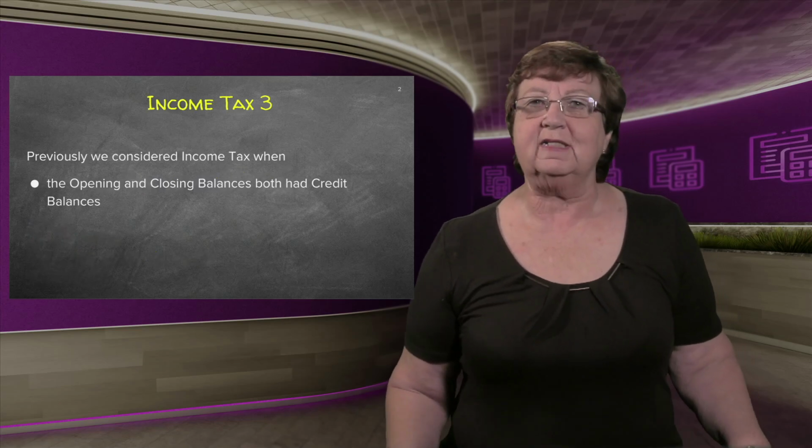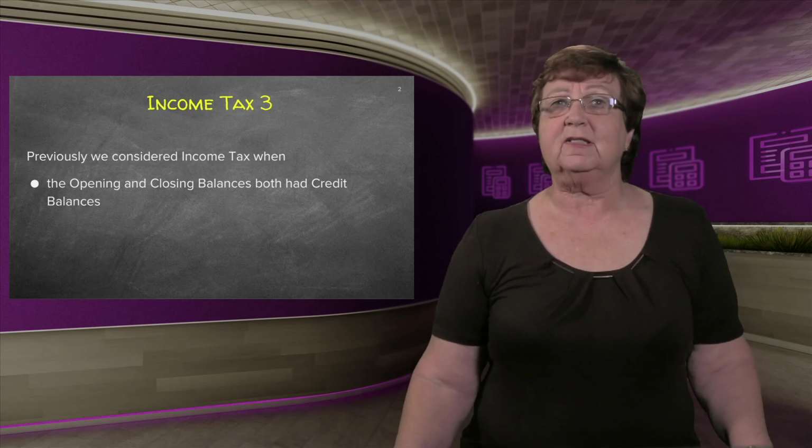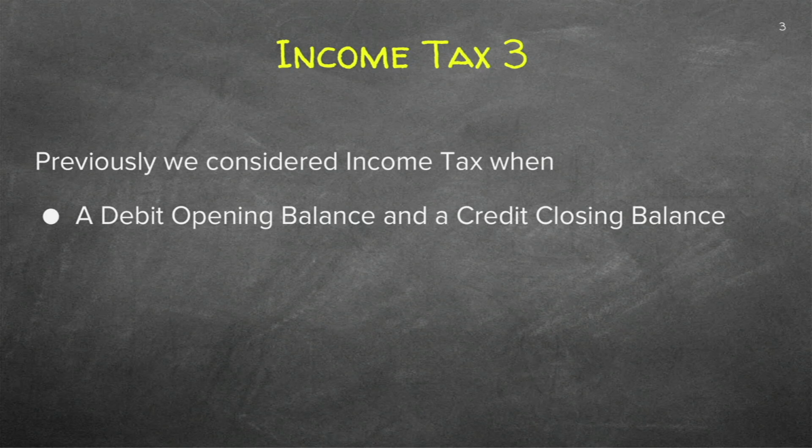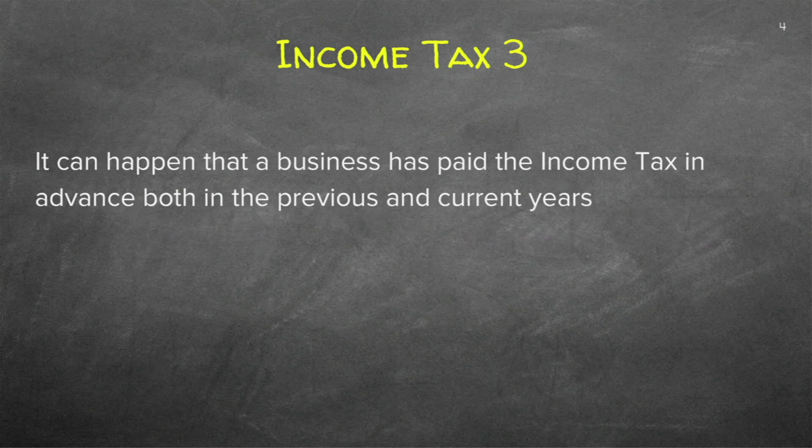So let's have a look and see what we've done previously. Previously we considered income tax when both the opening and the closing balances had credit balances. That was our lesson income tax 1. Then our lesson income tax 2, we had a debit opening balance, in other words, where we had overpaid, and a credit closing balance. And today we are going to have a look when both the balances have been paid.